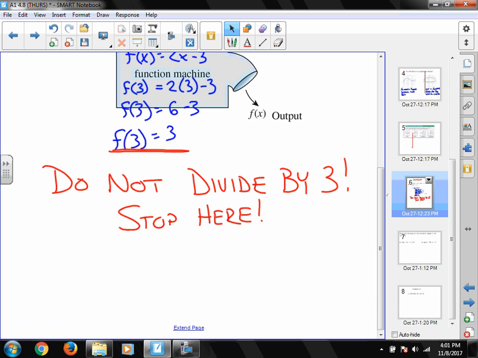So, I see a lot of people that'll try and divide and say that f is going to be 1 by dividing both sides by 3. No. Stop right where we stopped here. Do not go farther.